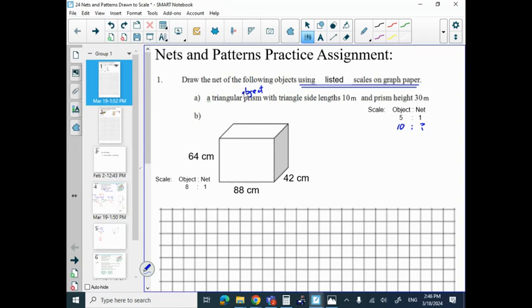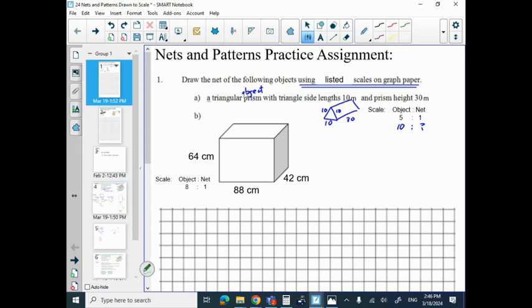So it has side lengths. The prism has side lengths of 10, 10, and 10. And then the length of the prism is 30. So picture how you would draw that out. Obviously, you're going to have triangles and rectangles and so on for the net. But the lengths are going to be calculated precisely to what you're going to be showing. Right? And it'll just be squares here.